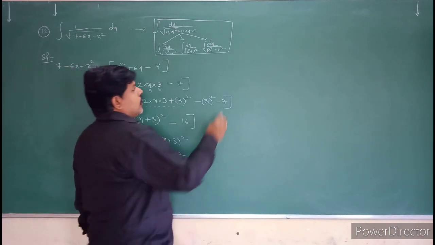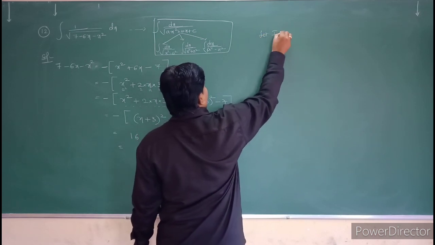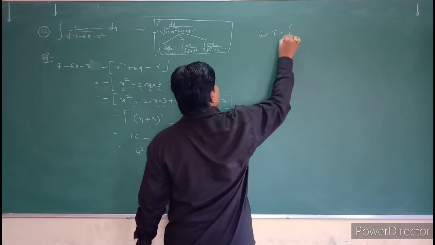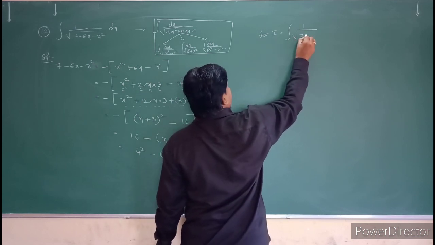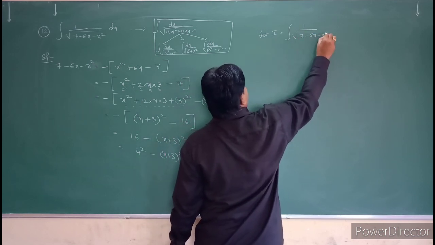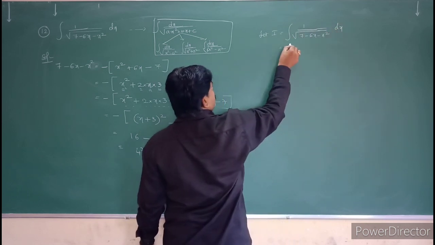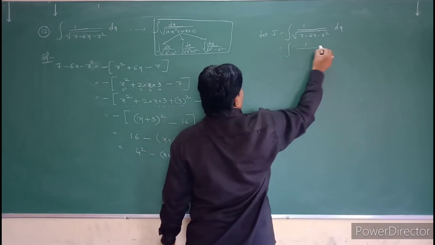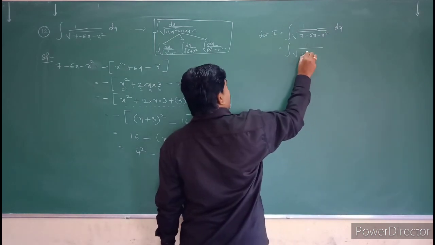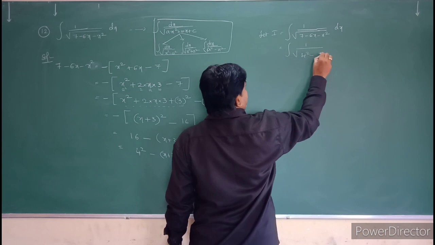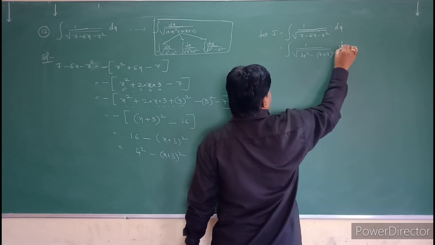So then take the problem. Let I is equal to, what is the problem? Integral 1 by root of 7 minus 6x minus x square into dx. So what will we do? That is equal to integral of 1 by root of this term, which you can write as 4 square minus of x plus 3 whole square, into dx.